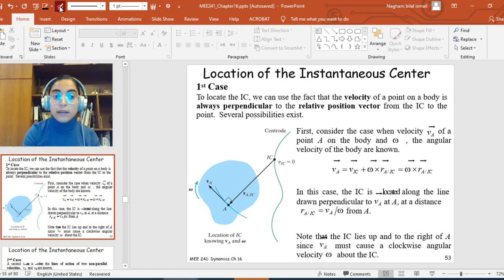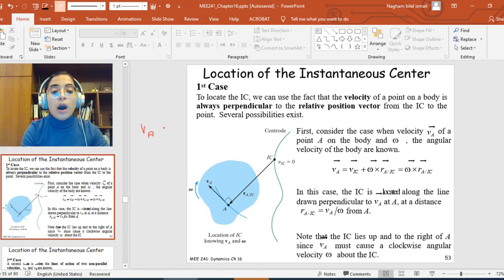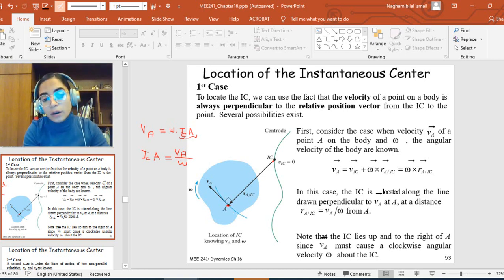I know that if I have IC, then the velocity of A will be equal to omega times ICA. Which means, guys, ICA is equal to VA over omega. So I know now the distance between IC and A. If this is A, IC could be here, or it could also be here.